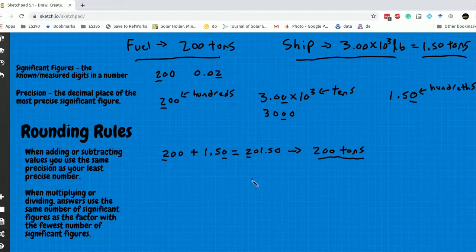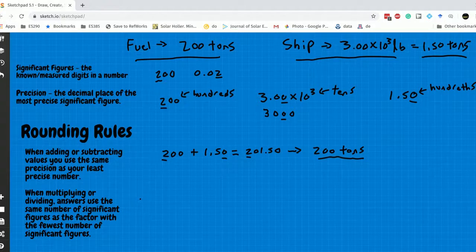Okay, next we will explore the rules for carrying out multiplication and division calculations. When multiplying or dividing two numbers, your result will have the same number of significant figures as the factor that has the fewest number of significant figures. In other words, we're going to multiply or divide two numbers. We're going to start by looking at those two numbers and figuring out which one of them has the fewest number of significant figures. Then our result should have that same number of significant figures.